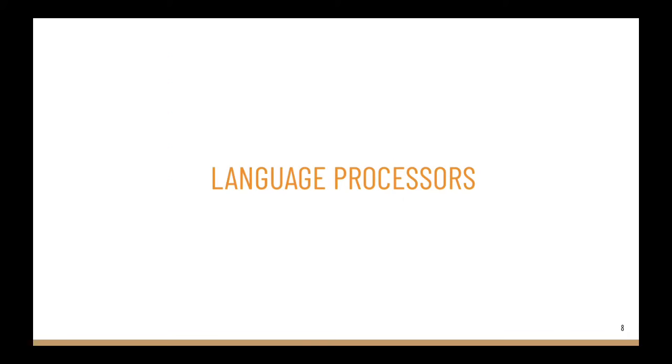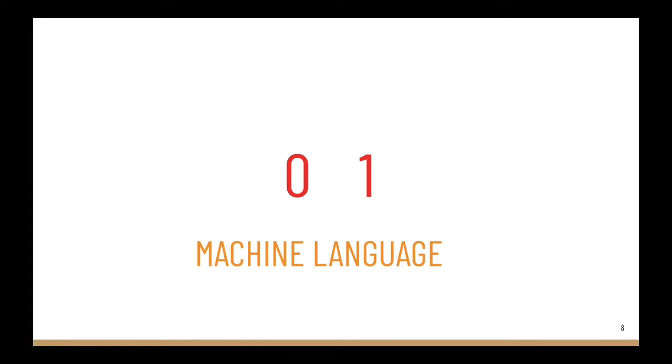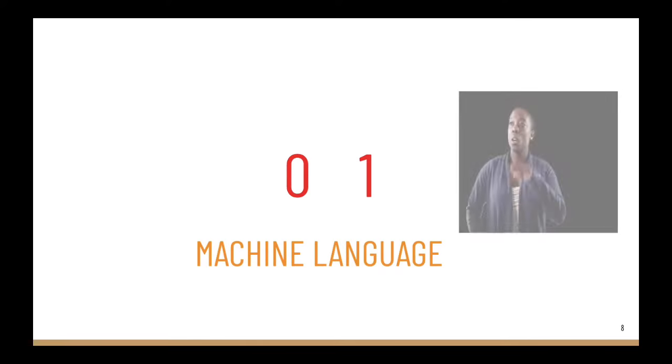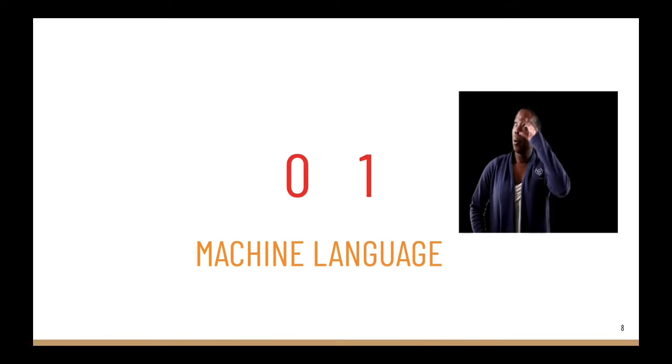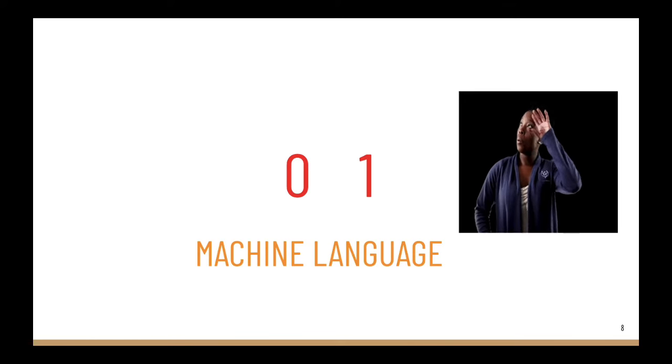Let's go to the next type of system software, which is language processor. See, we know that a computer understands only two digits. Those are 0 and 1. It is known as the machine language. But it is very difficult for humans to learn and understand machine language.